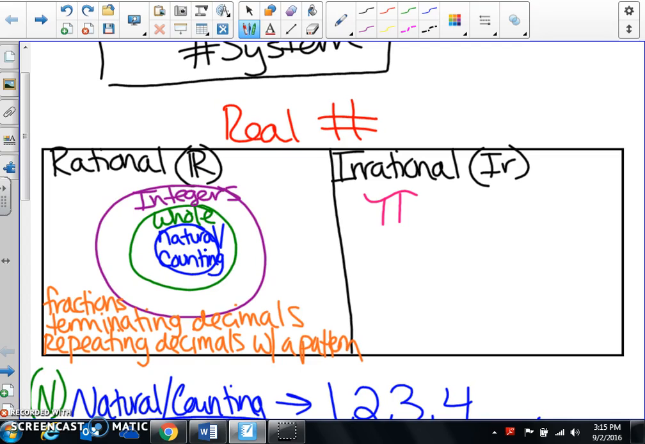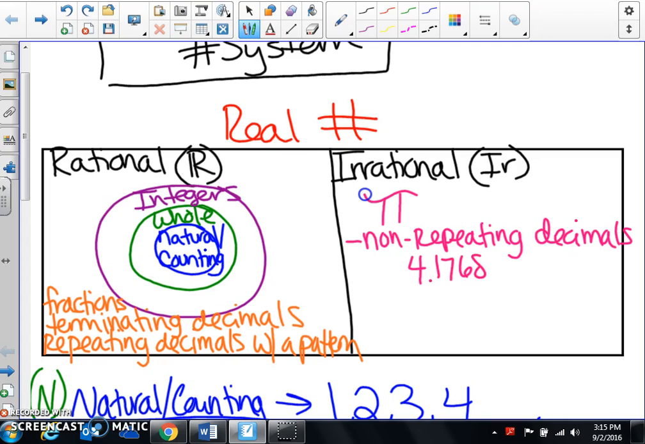We also have non-repeating decimals. For instance, 4.1768... 176. If I ask you what's that next decimal number, I don't know. Do you know? No, I don't either. It could be a 5, could be a 0, could be another 8. I don't know. So it's irrational.